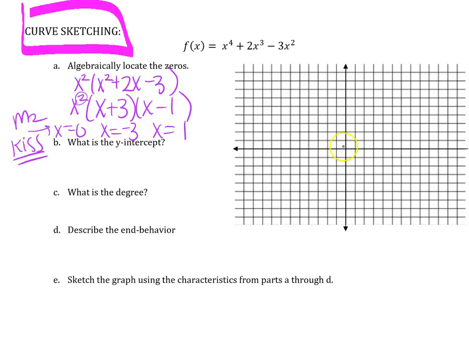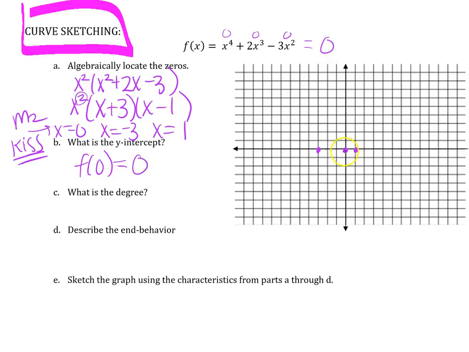All right, so let me go ahead over here and do this. I'm just going to plot these. So x equals 0, -3, and 1. Now my y-intercept is pretty obvious here, but just in case, the y-intercept is always equal to where x equals 0. So if you plugged 0 in for each of these x's, you'd see the entire thing would end up going to 0.